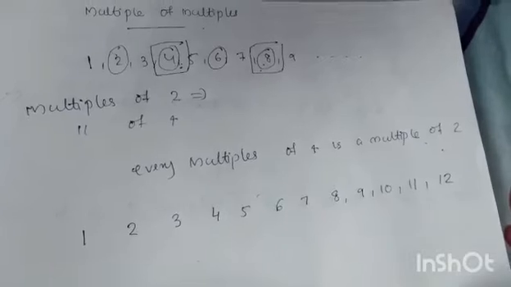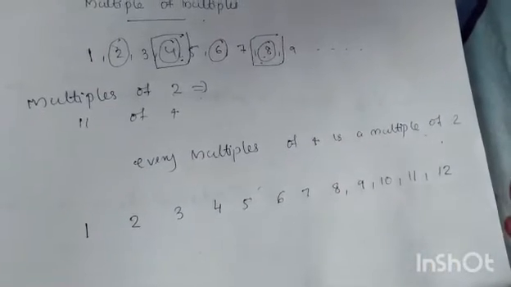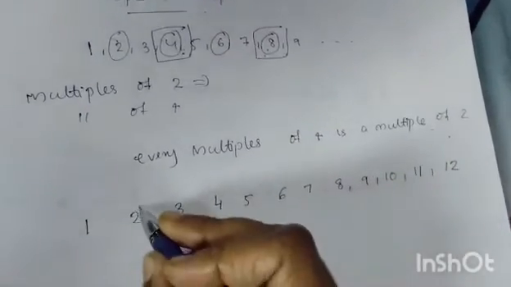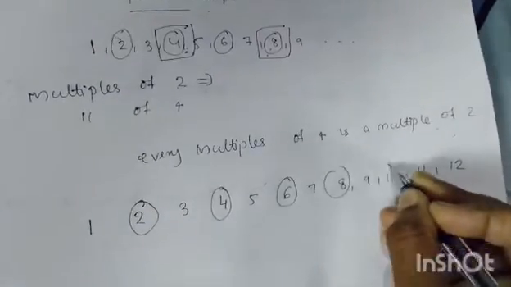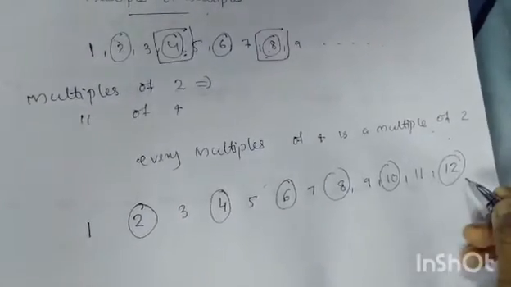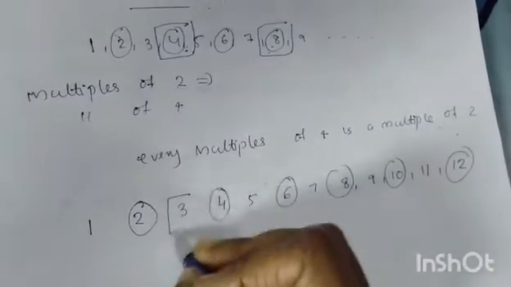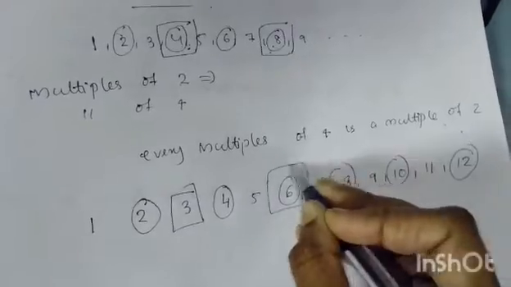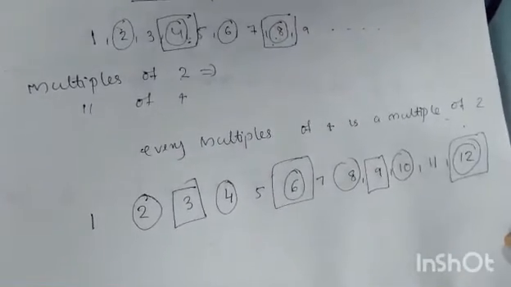Next, once again, we write the natural numbers. We want to check the multiples of 2 and 3. First, we mark multiples of 2 here: 10, 12. Next, we mark the multiples of 3 with a square: 3, 6, 9, 12.